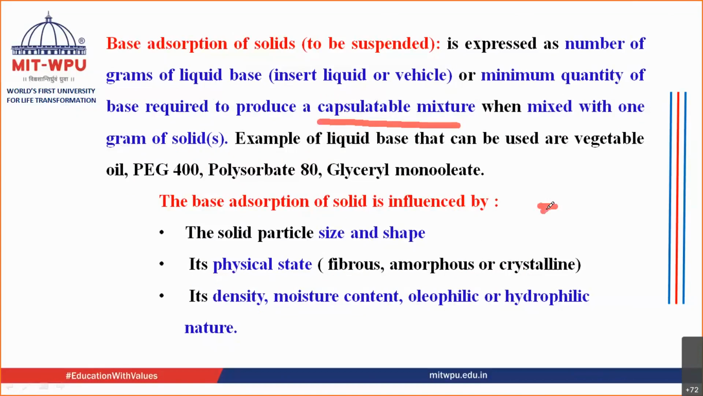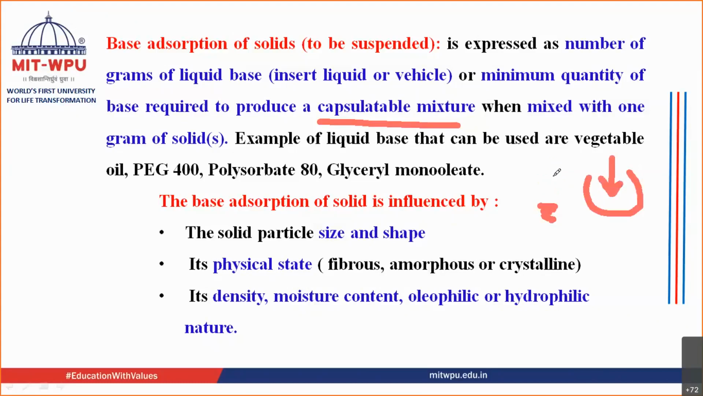So we have a solid which we want to pack. We cannot pack it directly, so we are converting it into a suspension. In order to convert it into a suspension, we need to add some liquid base to it, right? So we have calculated the quantity required to convert it into a capsulatable mixture. A capsulatable mixture is the mixture which flows easily with the help of gravity inside this capsule shell.